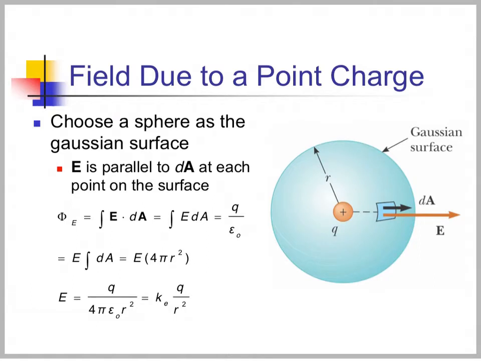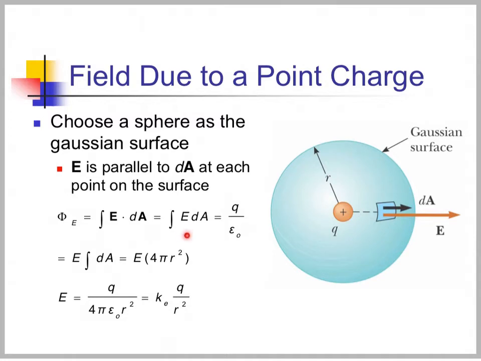So let's apply this to a simple situation of a point charge. I know that from a point charge the electric field comes off radially. So let's choose a Gaussian surface that is a sphere with the point charge at the center of the sphere. If we do that, we see that the electric field and dA are parallel to each other at every point on the surface. So if that's true everywhere in this integral, E dot dA just becomes E dA.